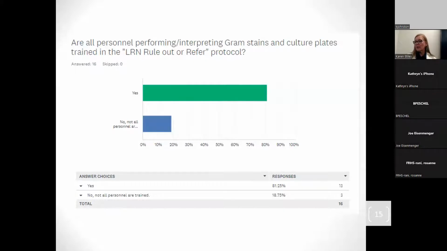Are all personnel performing or interpreting gram stains and culture plates trained in what we call the LRN-B rule out and refer protocol? And that's what we're going to go through today. So it appears that quite a few are. And if you don't have, we do hope that we can get some training to you, be it Zoom, be it a live wet workshop. If we come to your site, we'll do anything we need to get you trained.